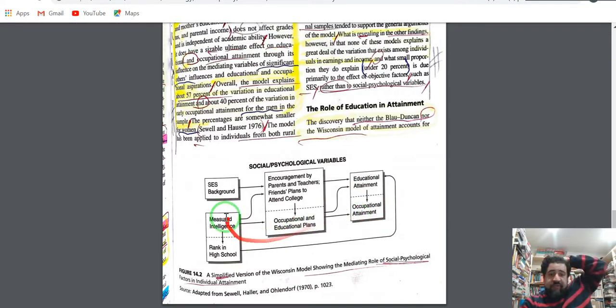Okay? So the flow chart, which is the Wisconsin model, helps explain the mechanisms through which we understand the social psychological variables that help explain for us, at the individual level, how people are navigating through their life courses. I'll stop now.